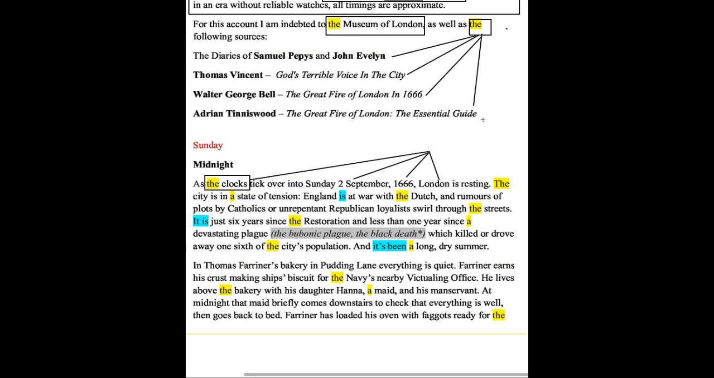We could say as clocks tick over into Sunday the 2nd of September, and that will give a more general idea to the reader of just any clocks were ticking over into that time. But here the writer wants to put us right in the situation, right there in the moment, and so he uses the definite article. The city means London, and so we must have a definite article, and a state of tension. We certainly use a here, even though we know it was of tension, and it's to show that it could have been a state of something else. It could have been a state of peace, a state of calm, and that's why we say a state. It's one of many states. And so this one, the writer wants to convey the idea that a state of tension was just one way, one situation the city could have been in.